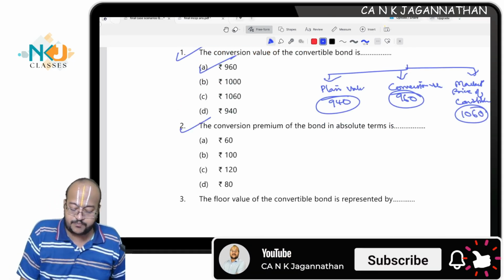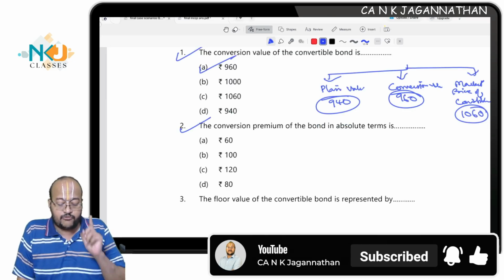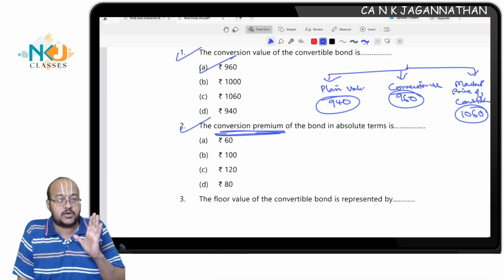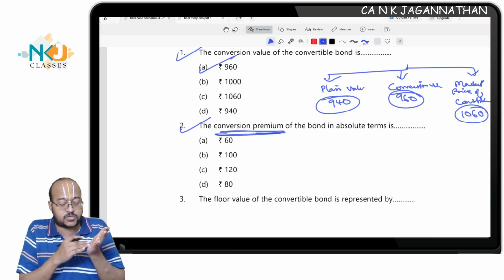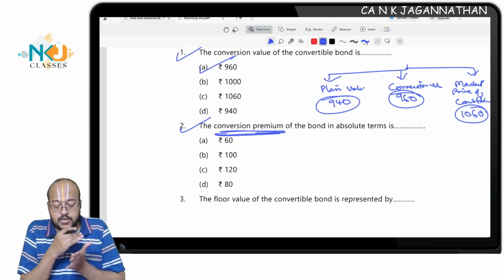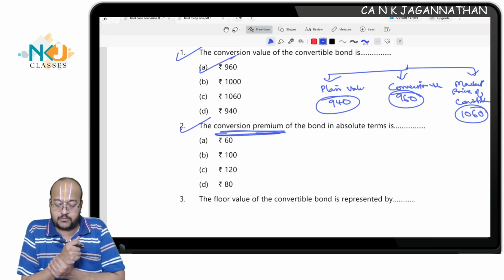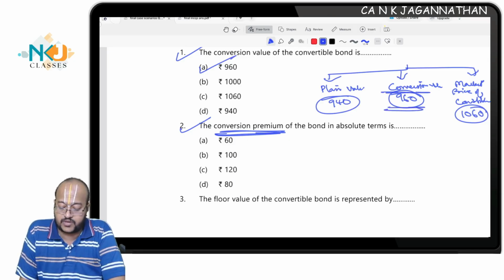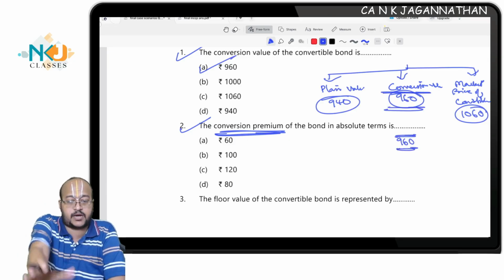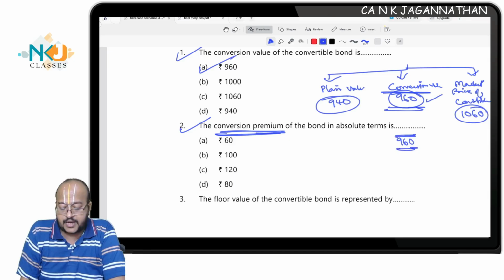Now the conversion premium of the bond is in absolute terms. Wherever they've given conversion premium, you should understand that it is over and above the conversion value of the bond. Very simple. Conversion value is how much? 960. Which means if you buy the equity shares from the market today, how much do you have to pay? 960 you have to pay to get the equivalent amount of value.